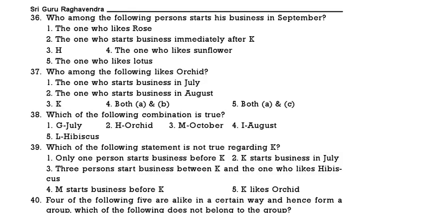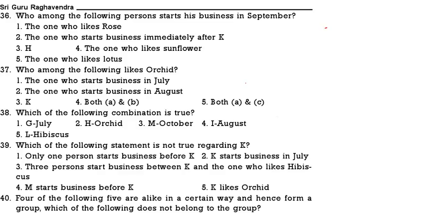Now we will go to the questions. Before going to the questions, I will draw this one more time. So this is month, person, flower. See, month, then person, then flower.